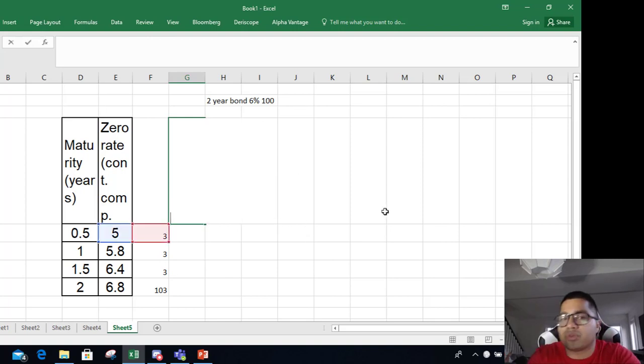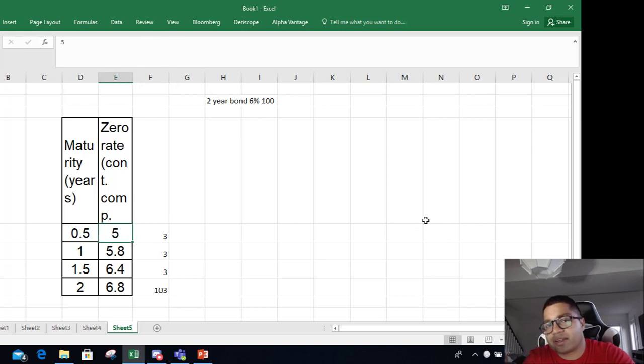But this is the wrong way to do it, because interest rates for different time periods are different. For 6 months the zero coupon bond is paying 5%, but for a 1-year bond it is paying 5.8%. For a 1.5-year bond it is giving you 6.4%, and a 2-year bond it is giving you 6.8%. So the valuation of the bond is different, right? In real life we don't value it using present value.